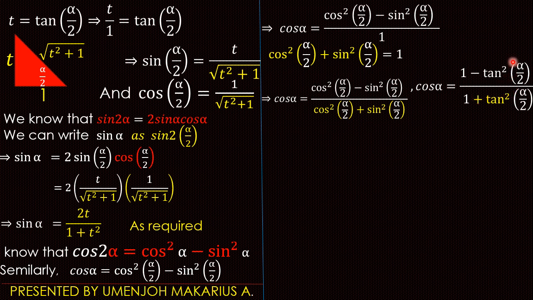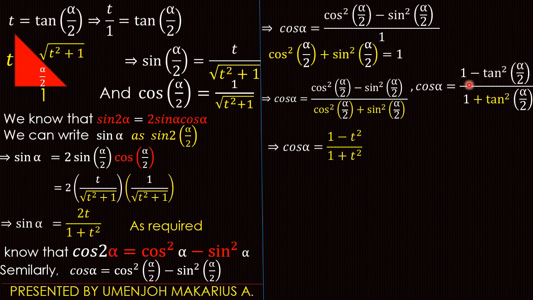But we know the value of tan alpha over 2, right? We know the value of tan alpha over 2 to be t. So this is the value here. We have the value to be t, so we'll simply replace it by its value. And since tan alpha over 2 here has been squared, we are going to have t squared.